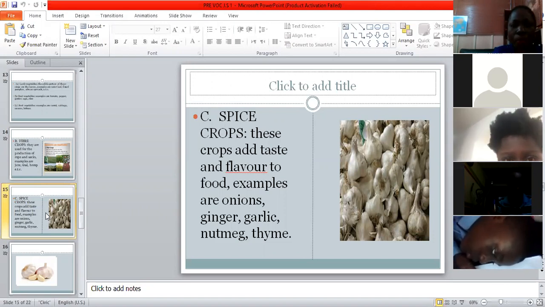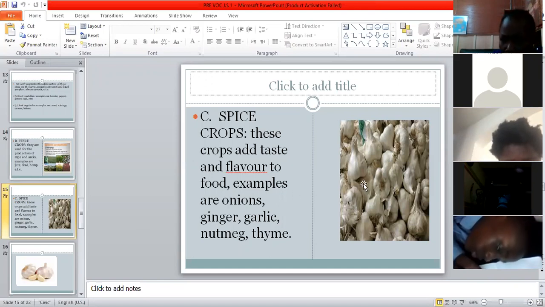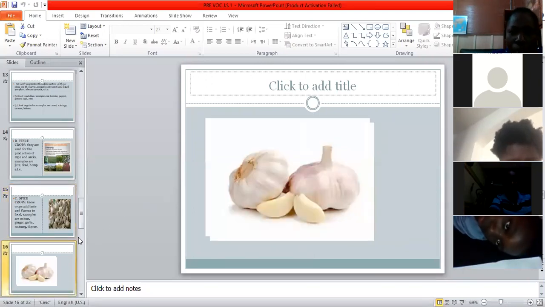Or you are into pastry, you add nutmeg. You want to fry puff puff, you add nutmeg into the dough. From afar off, you perceive the aroma. So also thyme leaves. We also have curry powder. These are all examples of spice crops. Beside the note is a picture of garlic. Though this particular picture here is not clear enough, I'll show you another one. Yes, this is the picture of garlic in the clove and the one that has been brought out.